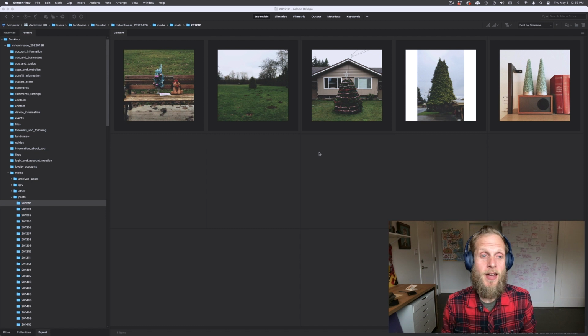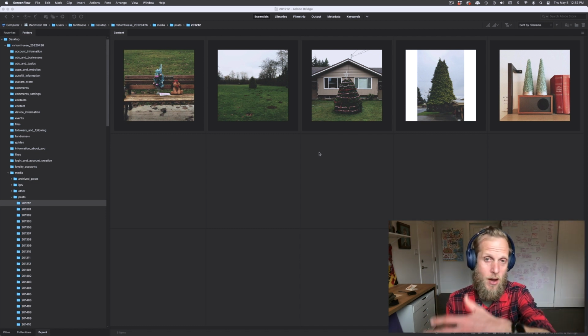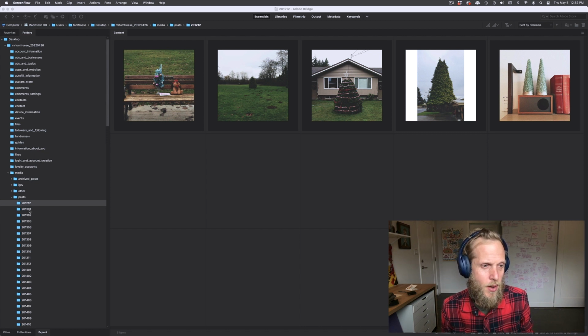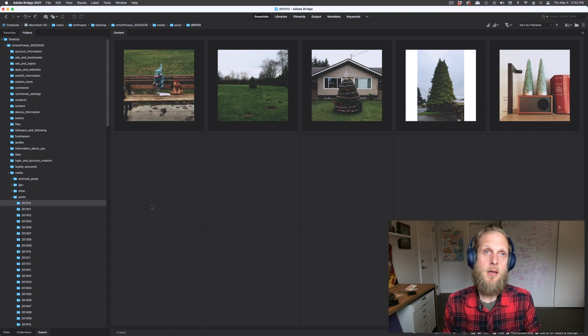We're looking at Bridge. This is how I can view visual files more visually. What we have here in the left-hand column are my posts by month and year, so we have 2012 and then 2013 and so on. Starting in 2012, I had no intentions of using Instagram as an illustration sharing platform. I don't think anyone did.